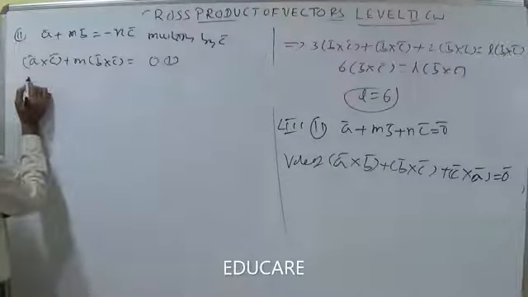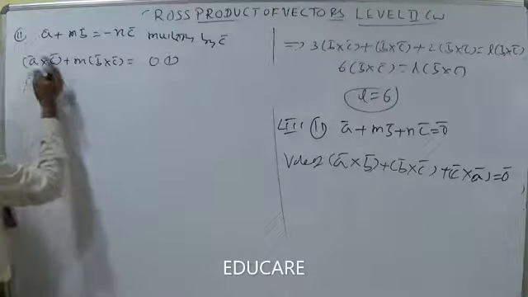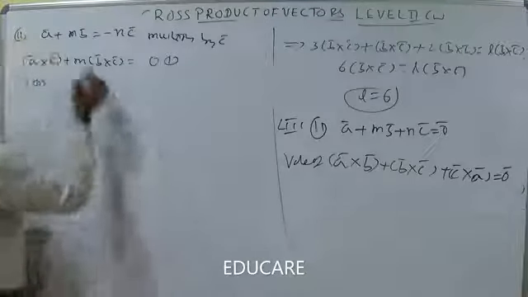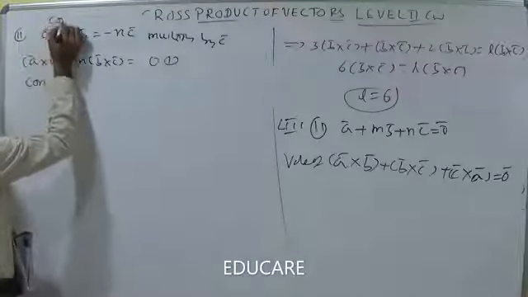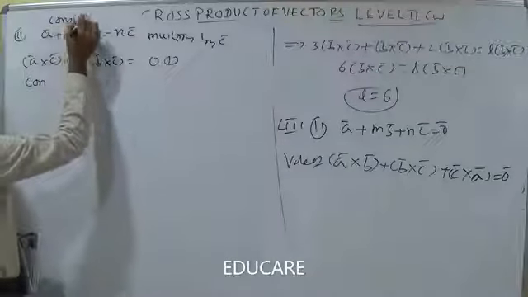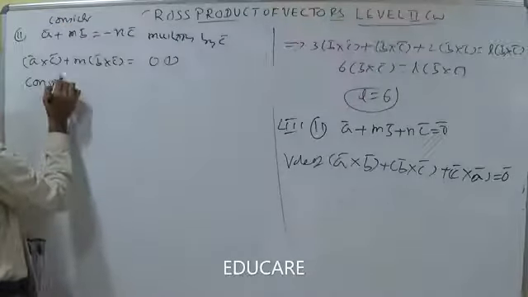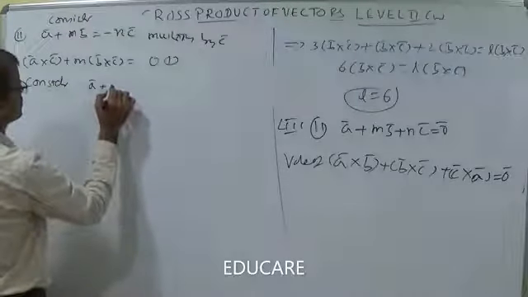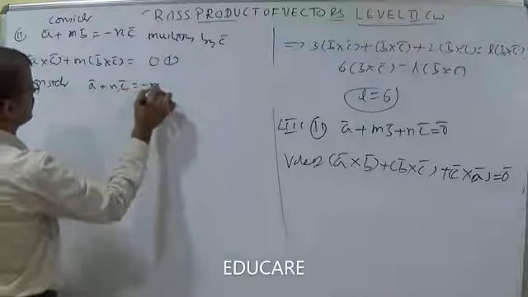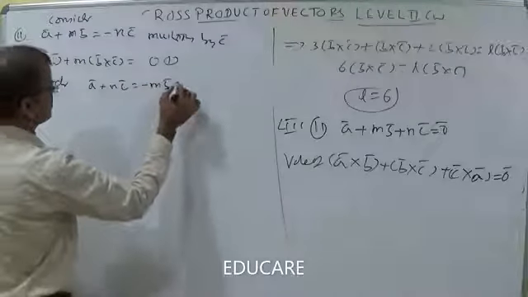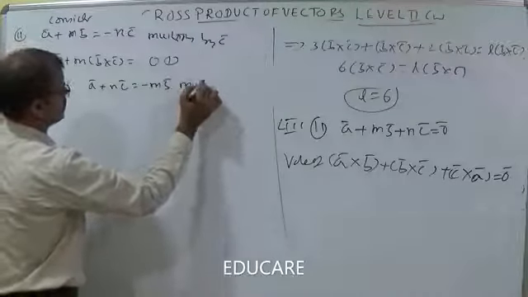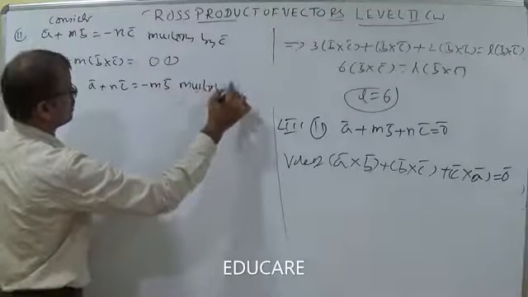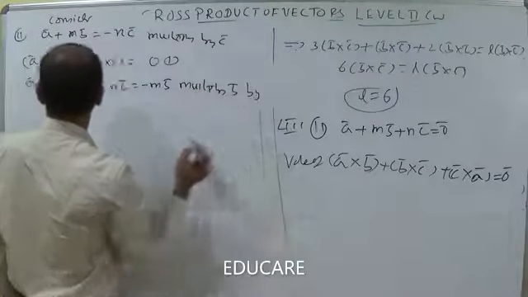Next, consider A plus B is equal to minus NC. Like that, for everything we should write. Consider once again A bar plus NC bar is equal to minus MB bar. Now multiply B bar on both sides.